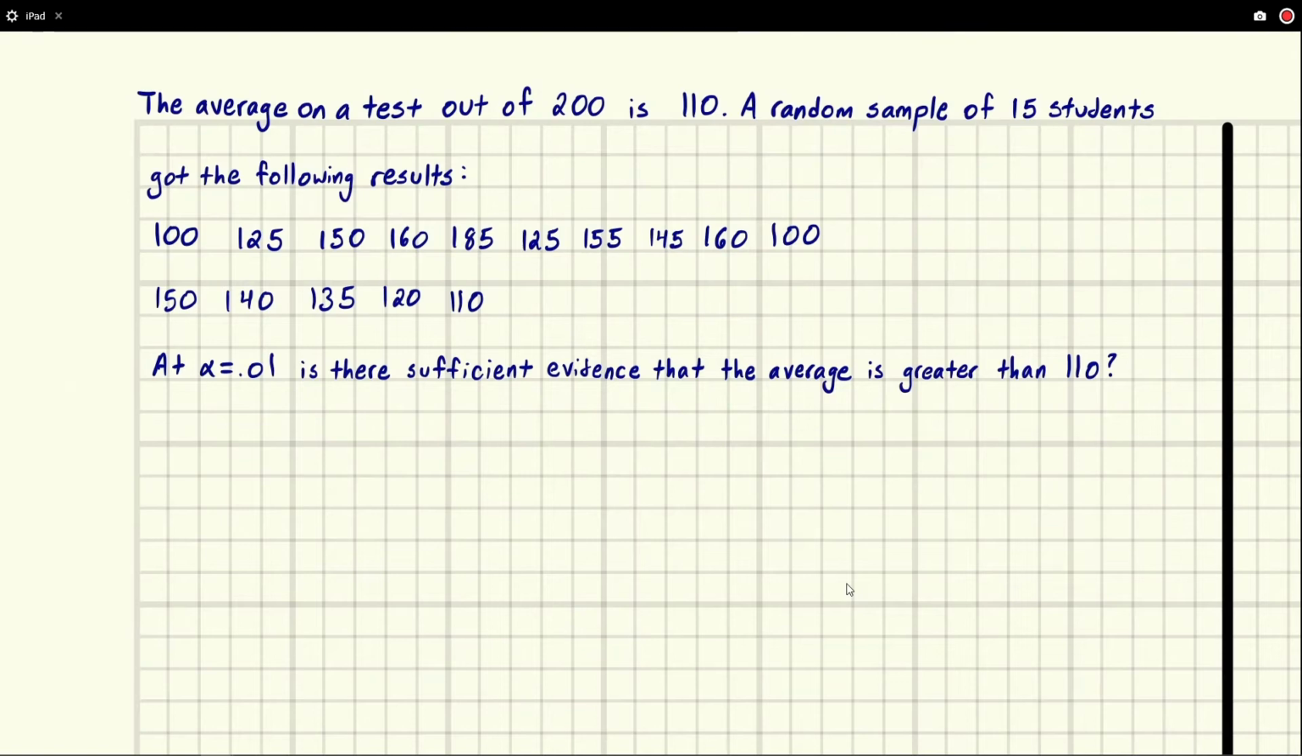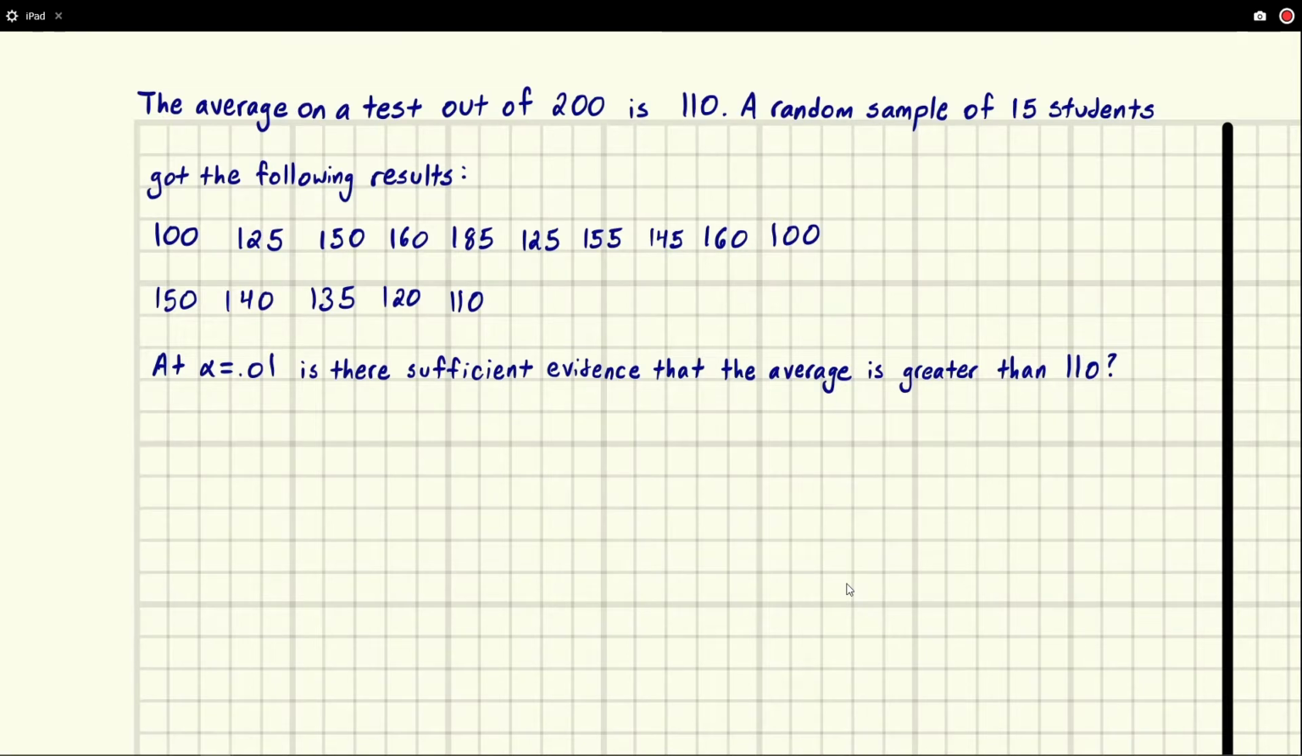The average on a test out of 200 is 110. A random sample of 15 students got the following results. Then we're given a bunch of data, 15 students worth of data. At the alpha equals 0.01, is there sufficient evidence that the average is greater than 110?